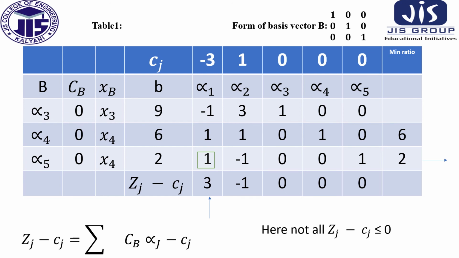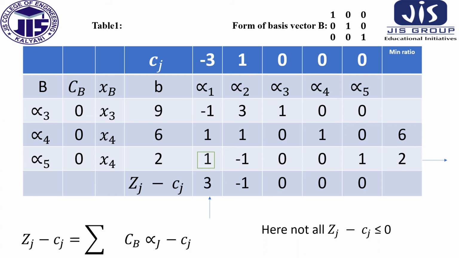Here we have to calculate the min ratio, that is small b by the entering column. So minus 9 by minus 1, this will be a positive value. Minus 9 by minus 1 is not negative, but the other entries matter: 6 by 1 is 6, 2 by 1 is 2. So the third row and the alpha 1 column cross section value is 1. This one will be the key element.